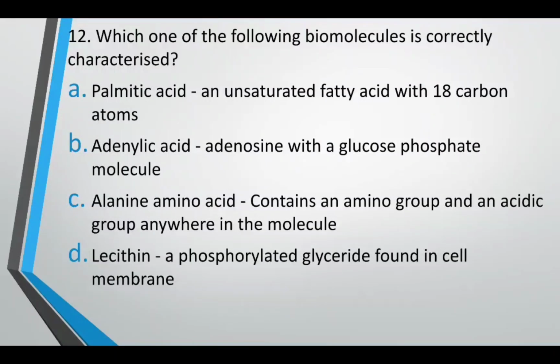Which one of the following biomolecules is correctly characterized? Palmitic acid, an unsaturated fatty acid with 18 carbon atoms, adenylic acid, adenosine with glucose phosphate molecule, alanine amino acid, contains an amino group and an acidic group anywhere in the molecule, lecithin, a phosphorylated glyceride found in cell membrane. Which one of the following biomolecule is correctly characterized? Correct answer is option D, lecithin, a phosphorylated glyceride found in the cell membrane.